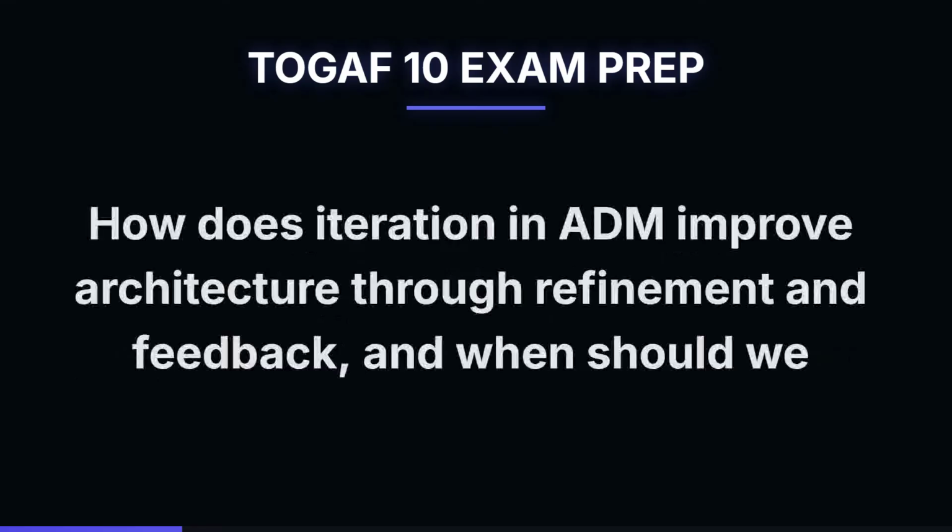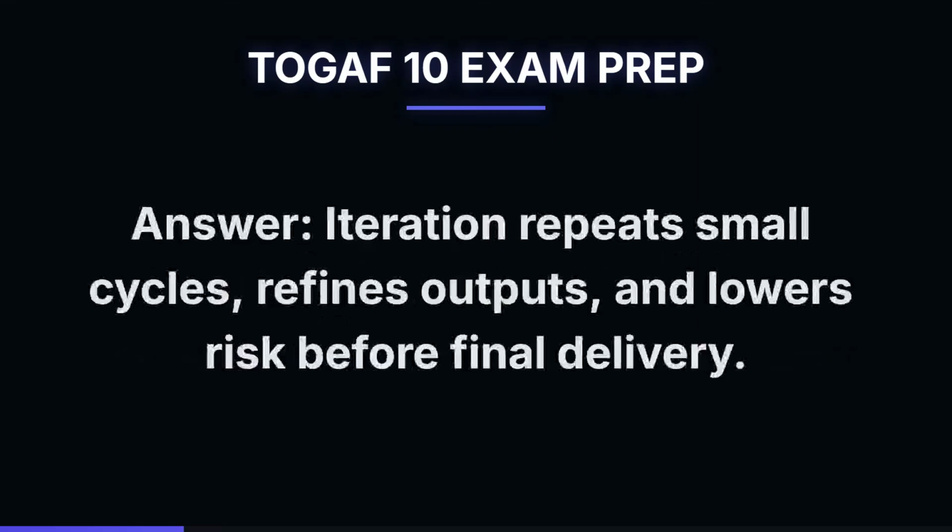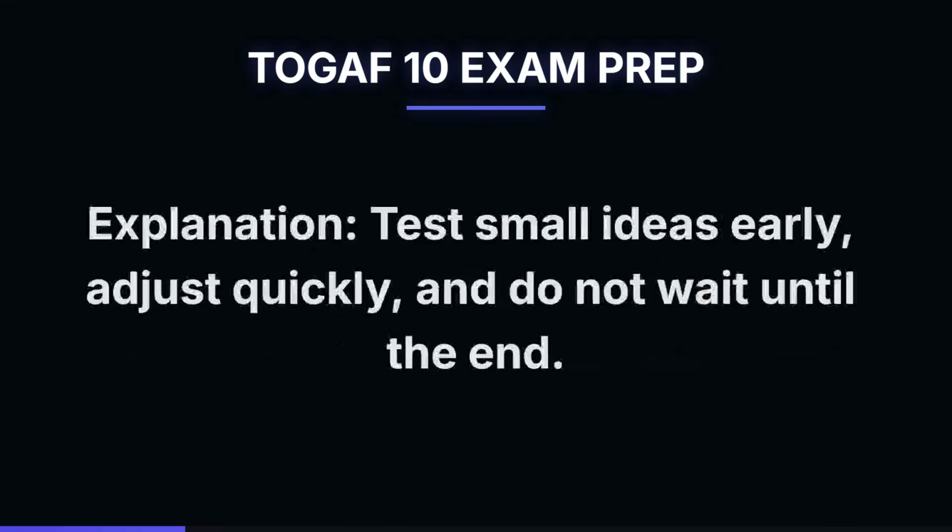11. How does iteration in the ADM improve architecture through refinement and feedback, and when should we repeat phases? Iteration repeats small cycles, refines outputs, and lowers risk before final delivery. Test small ideas early, adjust quickly, and do not wait until the end.